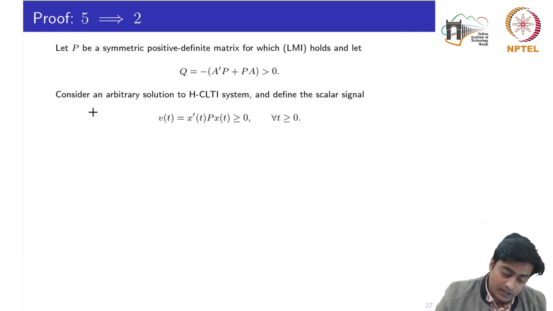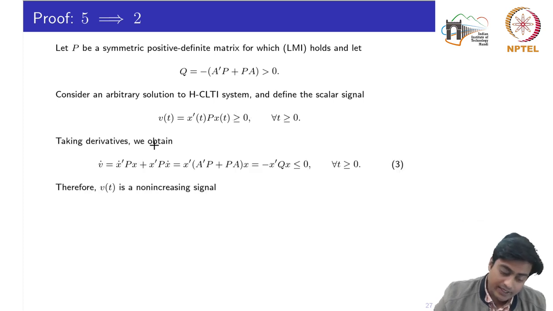Okay. So consider an arbitrary solution to the system and define the scalar signal V of t, which is another quadratic form with weight matrix P and the signal x, given by x transpose P x, which is greater than or equal to 0 for all t greater than or equal to 0. Okay, so here we are specifying that there is a signal V, which again could be 0.